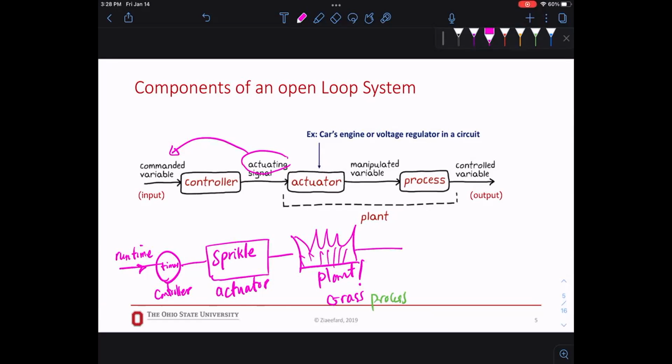And then what's next? This output, right? The wetness of the grass or the soil moistness, whatever you want to call it. I'm going to say watered grass. Let's just call it that. Water grass. So this is my output, my input, controller, and these two are plant.